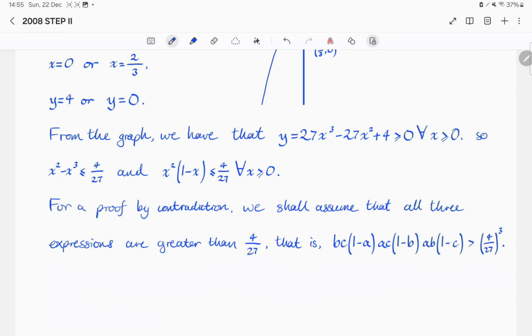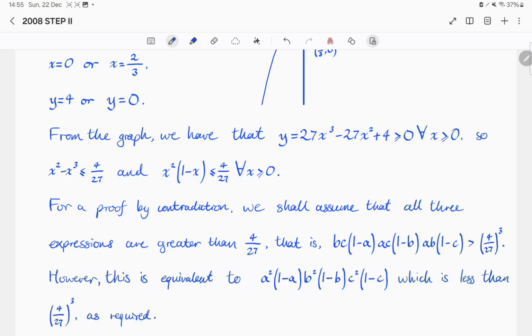For a proof by contradiction, we shall assume that all three expressions are greater than 4 over 27. That is, bc, 1 minus a; ac, 1 minus b; ab, 1 minus c is greater than 4 over 27 all cubed. However, that expression is equivalent to a squared, 1 minus a; b squared, 1 minus b; c squared, 1 minus c, which is less than or equal to 4 over 27 all cubed. And therefore, by proof by contradiction, one of those three must be less than or equal to 4 over 27, as required.